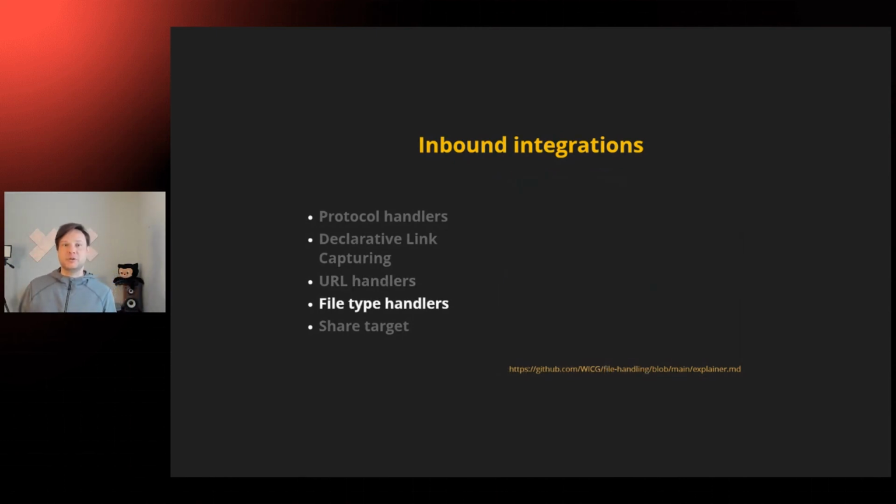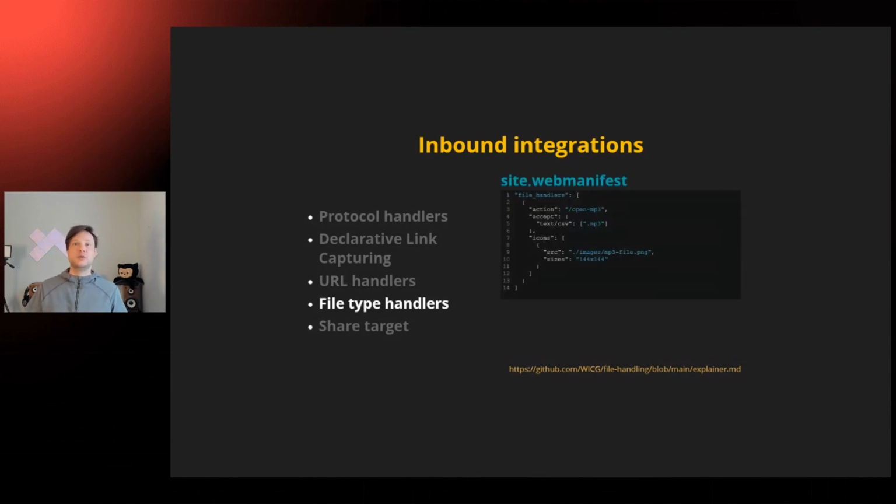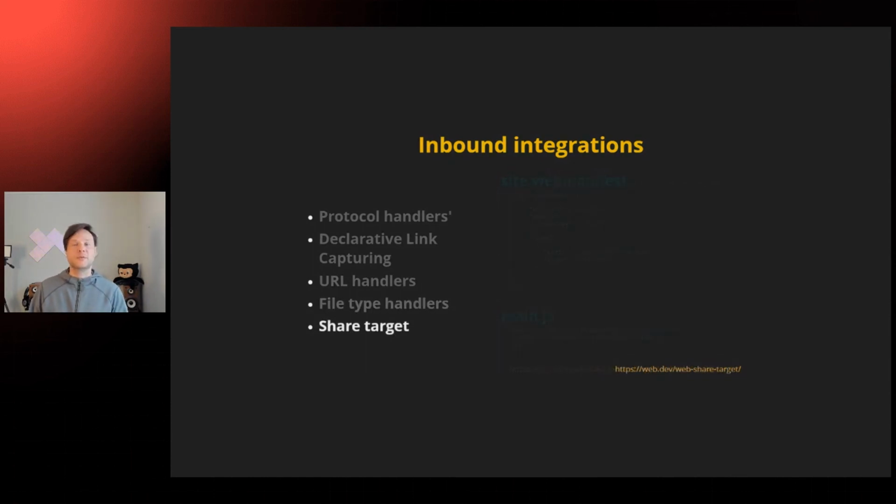A bit similar concept is called file type handlers, when you can just register your web front-end application as a handler for particular extensions of files. Like in my example, I just registered the MP3 extension for being opened by my progressive web app, and it works fine. And of course, you can get all parameters in your code when you have this signal to start your application as a handler for a file extension.